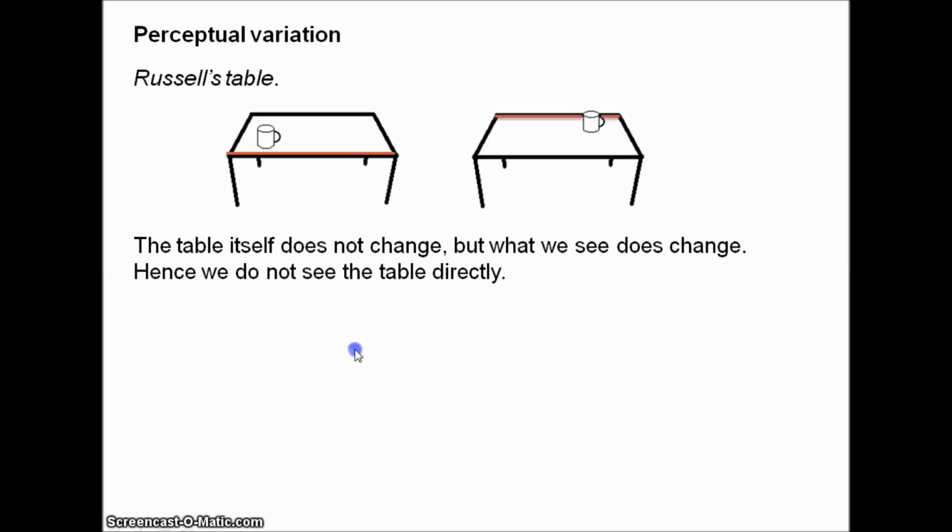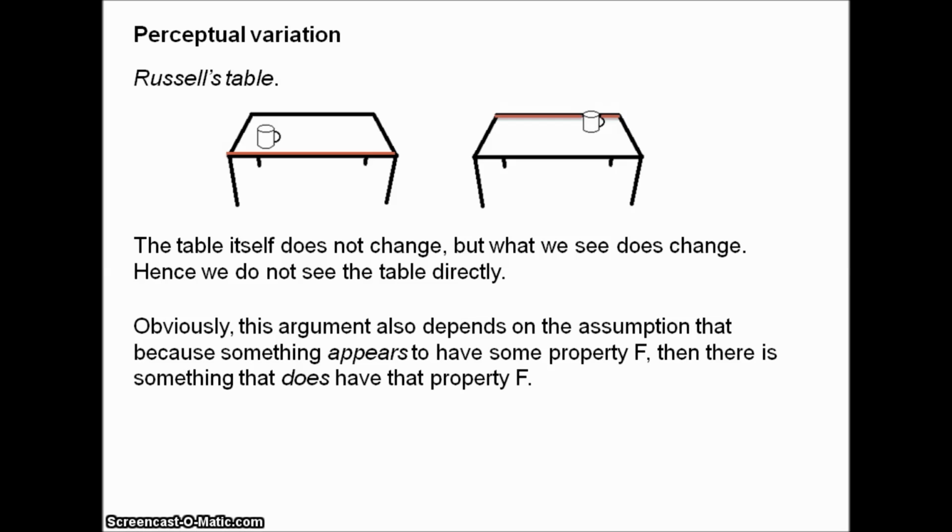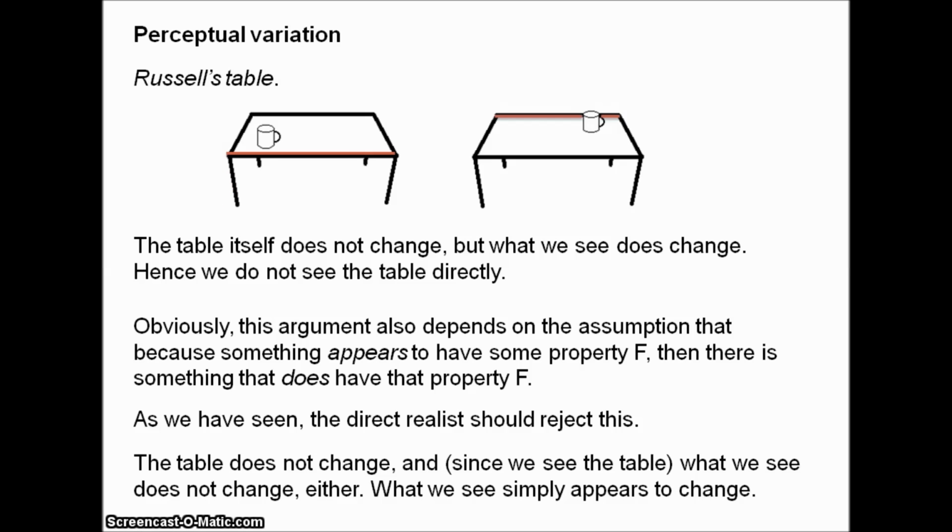Obviously, this argument also depends on the assumption that because something appears to have some property f, then there is something that does have that property f. And as we have seen, the direct realist can and should reject this. As far as the direct realist is concerned, the table does not change, and since we see the table, what we see does not change either. Rather, what we see simply appears to change. To argue that because something appears to change, there is something that does change, is, as before, to reify the appearance and to beg the question against the direct realist.